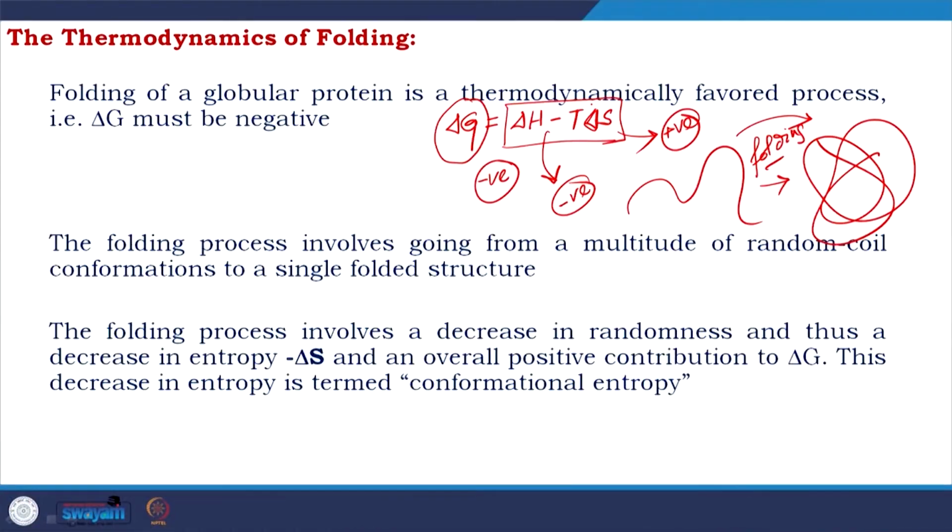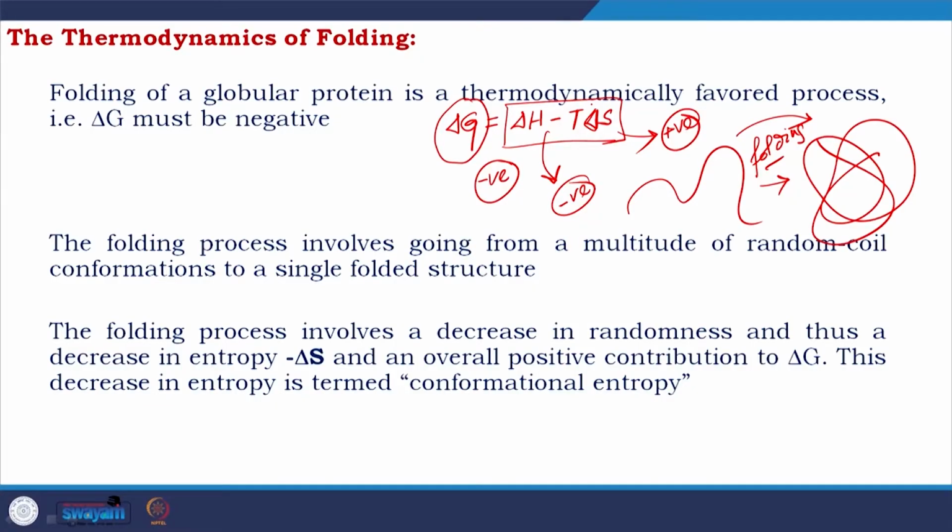Coming back to the protein folding, the folding process involves a decrease in randomness, because there is a coil and it does not know the particular positioning. Now, when it is folded, it gets a particular fold. So, it is not that random, the entropy is decreased, the whole audience is becoming calmer here. So, this decrease is contributing a positive contribution to del G. This decrease in entropy is called conformational entropy.